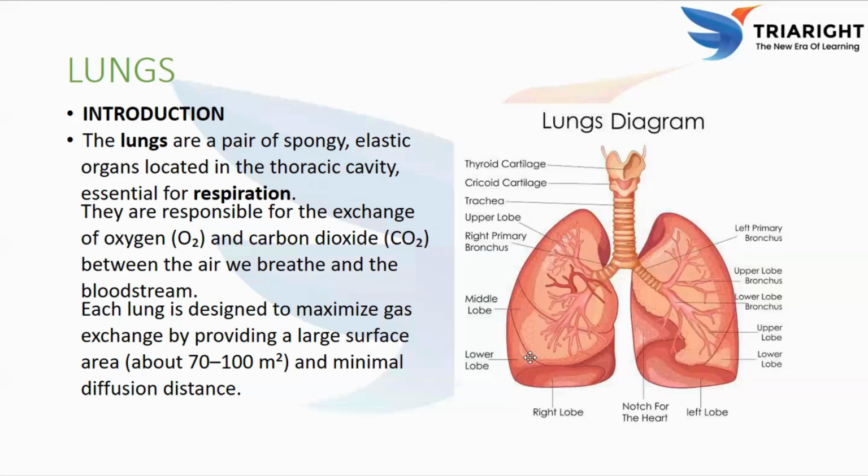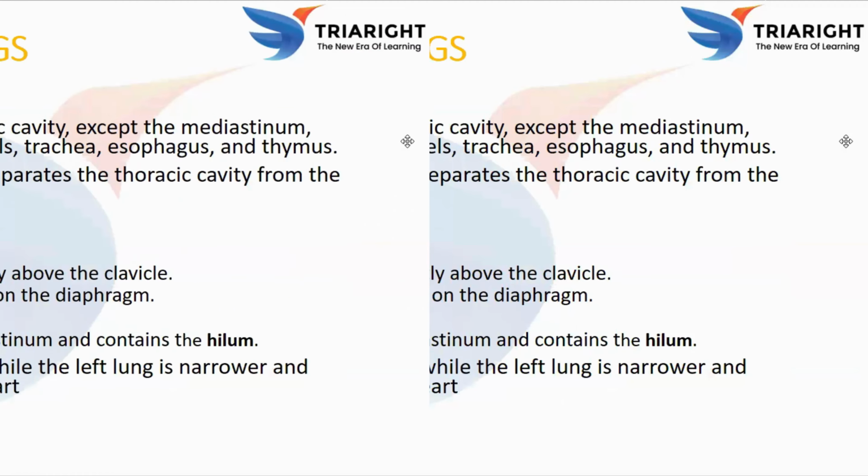So you can find differences between the left lung and the right lung. What is the difference? The right lung is shorter and wider because the liver sits high under the right side. The left lung is longer and narrower because the heart takes up space on the left side, creating a depression called the cardiac notch. The right lung is a bit fatter, the left one is a bit thinner. So this is about the anatomy of the lungs.